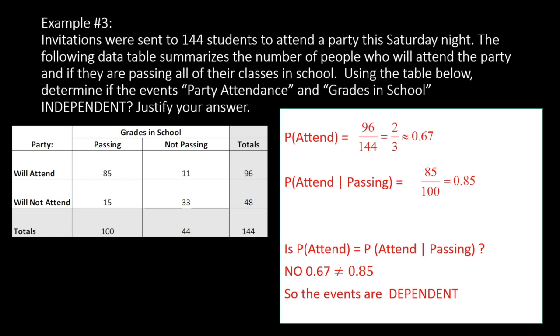You're comparing the probability of attending to the probability of attending given that you're passing. When you do these problems, make sure that when you're looking at the individual probability of attending, you look at your conditional probability in the same order. So you would have attend, and then attend given the other item.